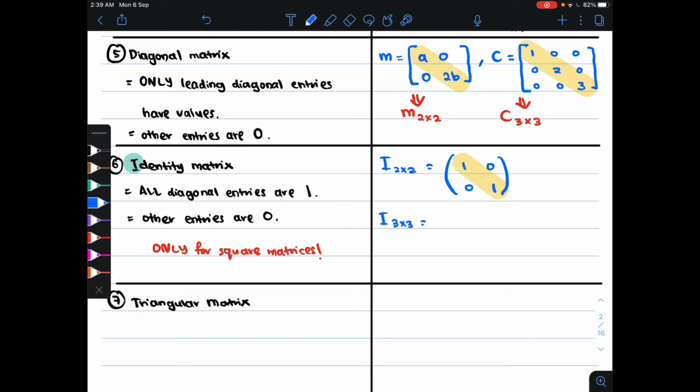What about identity matrix which is a 3 by 3 matrix? So it is equal to 1, 0, 0, 0, 1, 0, 0, 0, 1. All the leading entries are 1, but the rest of the entries are 0.